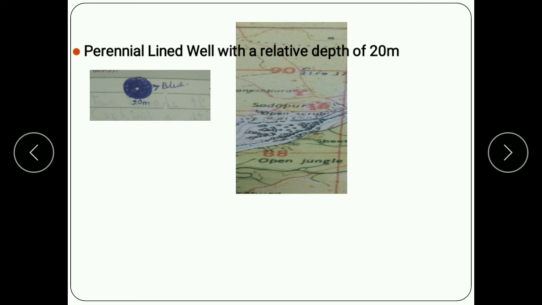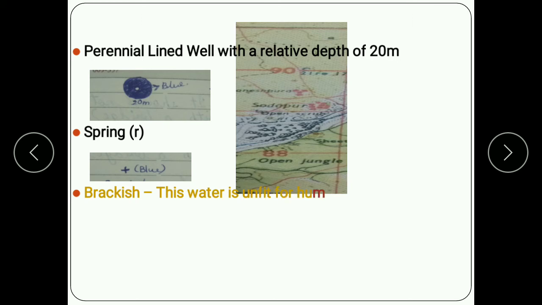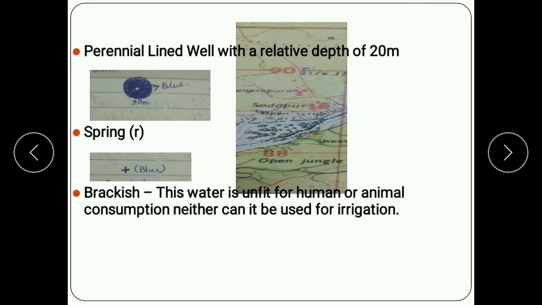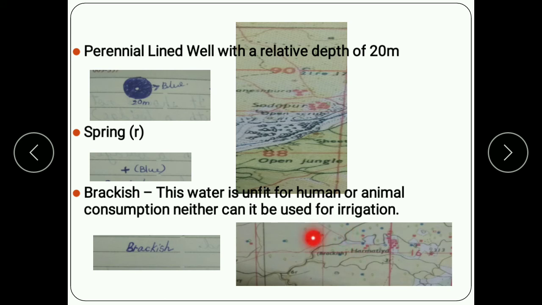Next is spring. Springs are shown with this plus sign in blue color. Brackish. This water is unfit for human or animal consumption, neither can it be used for irrigation. In the topographical map, brackish will be written in italic. And what is the meaning of it? This water is not fit for human consumption or for any agricultural activities.